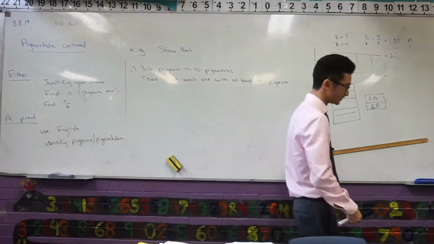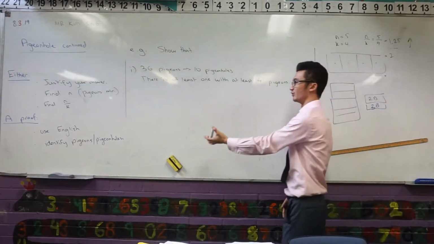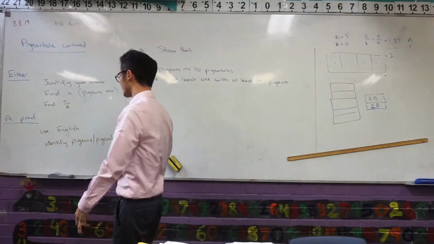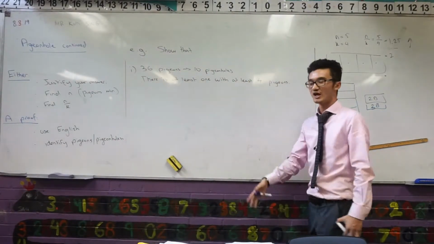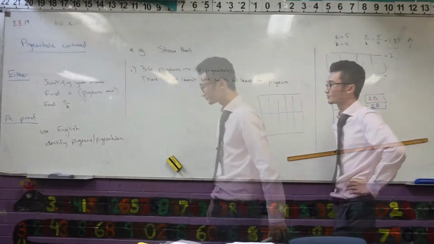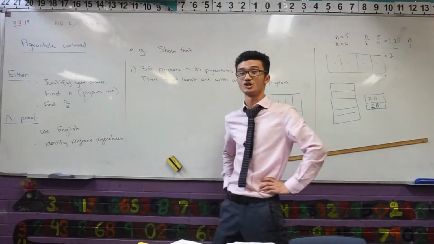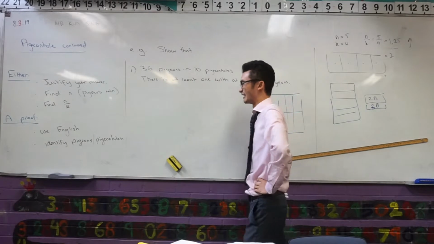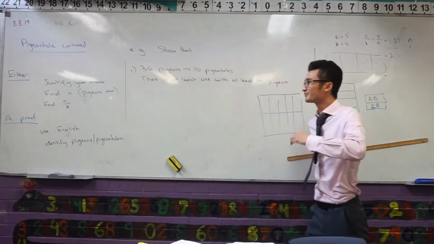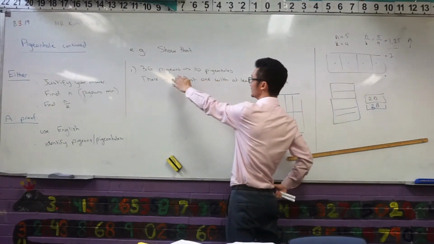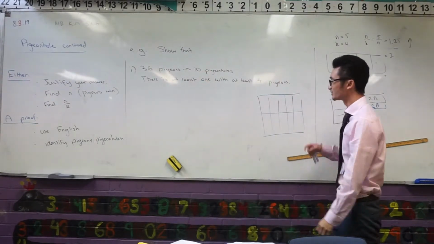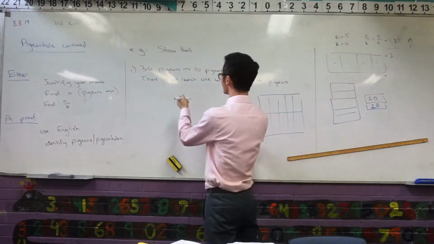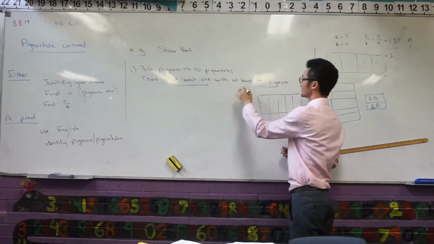So these are the conditions of how we can approach the pigeonhole principle. Questions are these types of questions here, and a proof needs to use these things here. All right, so let's look at a show that question. How do we actually use English in a mathematics subject? We want to show that for 36 pigeons randomly assigned to 10 pigeonholes, there is at least one with at least 4 pigeons.